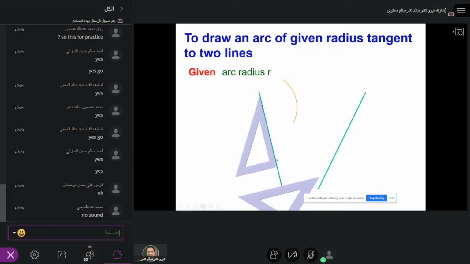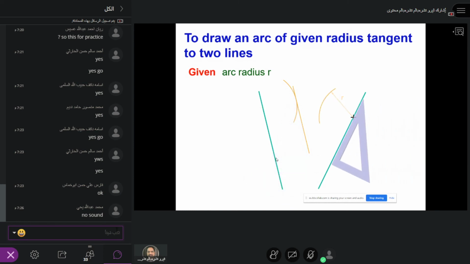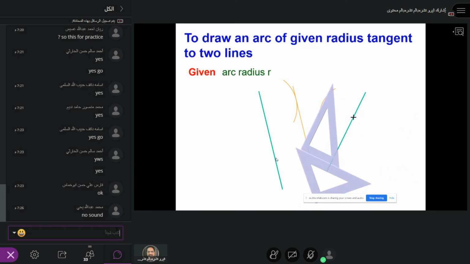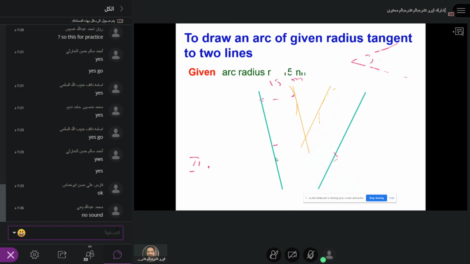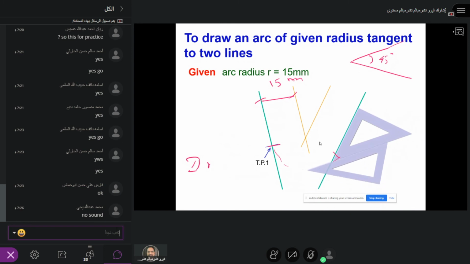Then use your tri-square, mark a point, draw the arc, and then you draw the tangent. Similarly, for the other line at 45 degrees, you make the radius 15 mm as given, using the tri-square at the point C. So take C as the center and mark the tangent point, and you join tangent point 1 and tangent point 2.